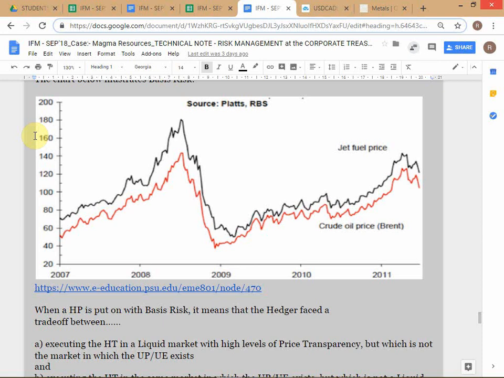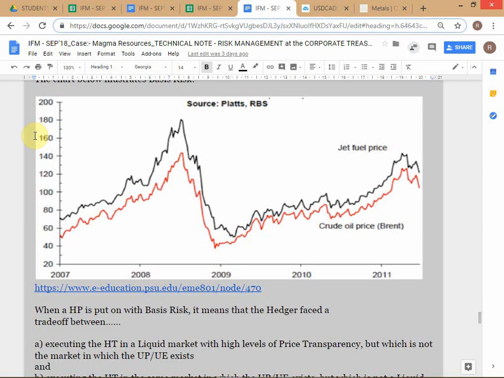Now what happens is, the underlying position of an airline is short jet fuel. Okay, so what they might do is hedge themselves. If you are the CFO of an airline, you see that crude oil prices and jet fuel prices move more or less together, not exactly, but more or less. And there is a very liquid market for crude oil futures. But assume that there isn't much of a market for jet fuel. There is a market, but it's a physical market, essentially.